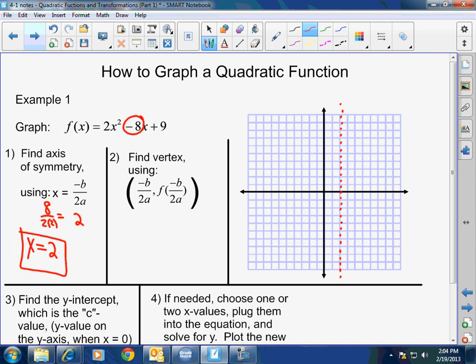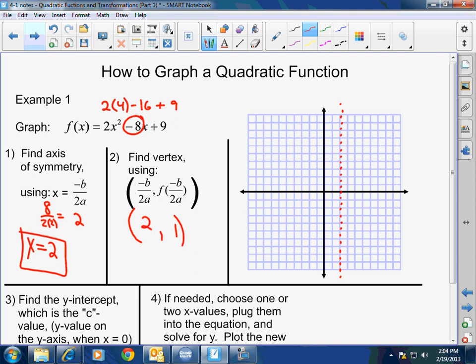Yeah. Vertex. Remember how I said the negative b over 2a? You already calculated that, didn't you? So now let's plug that in, guys. So this is going to be 2 times 4, because 2 squared, minus 16 plus 9. 8 plus 9 is 17 minus 16. Boom, 2, 1. That's my vertex.